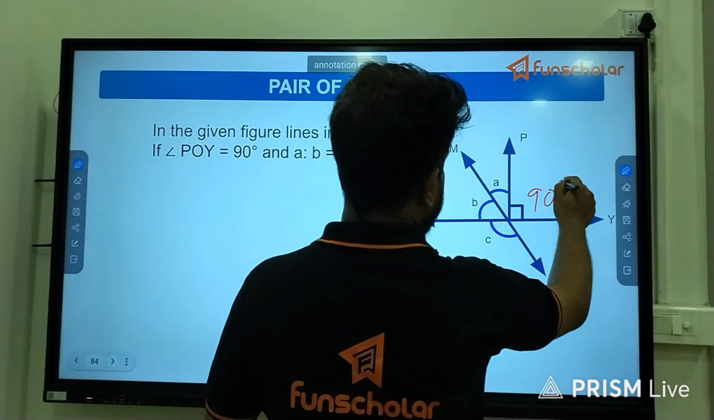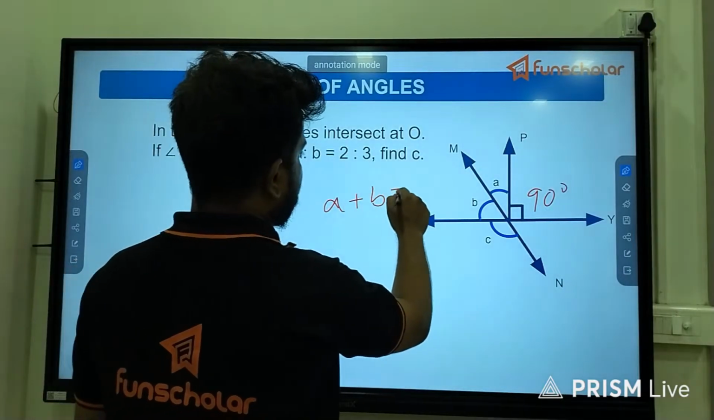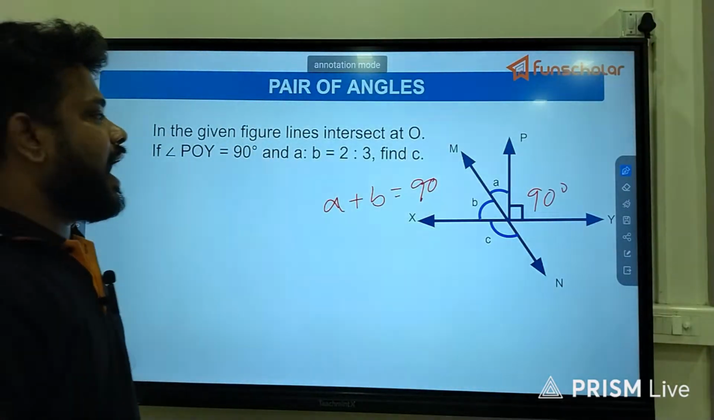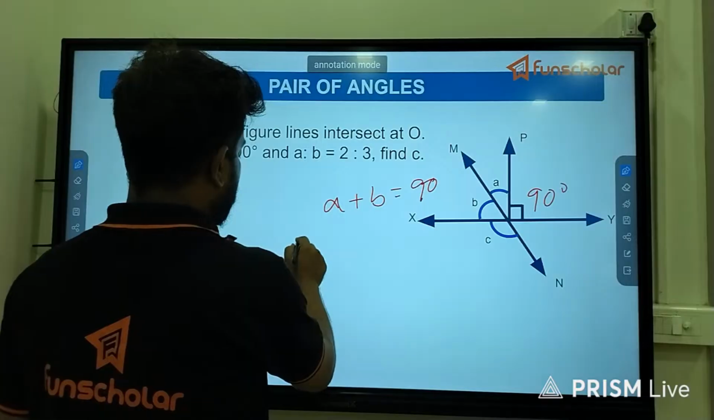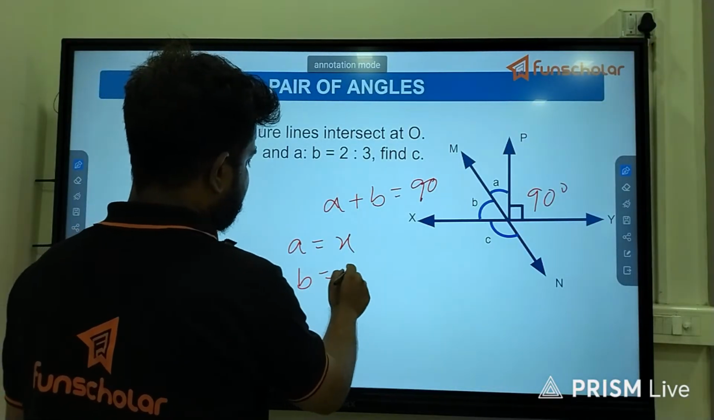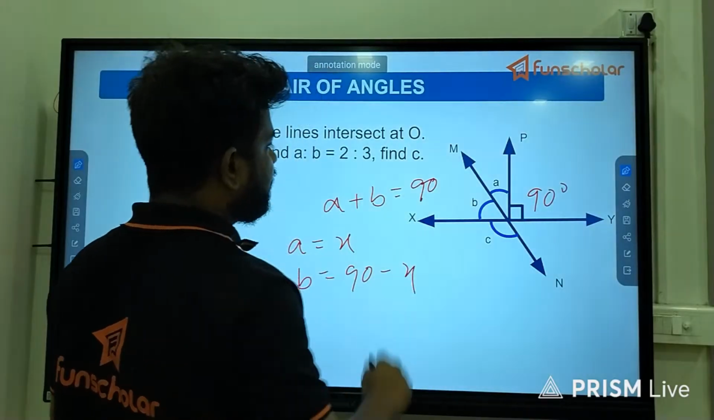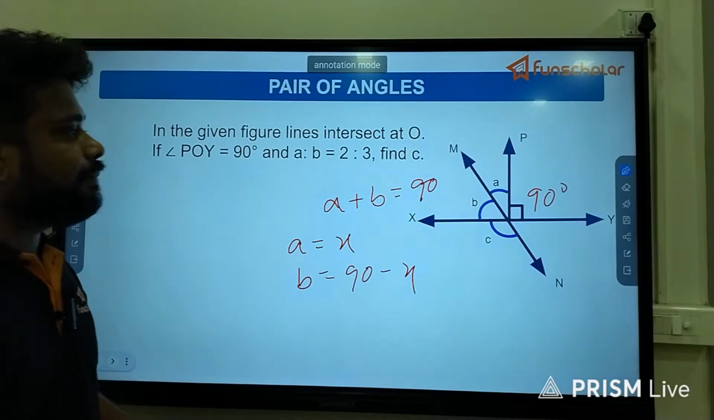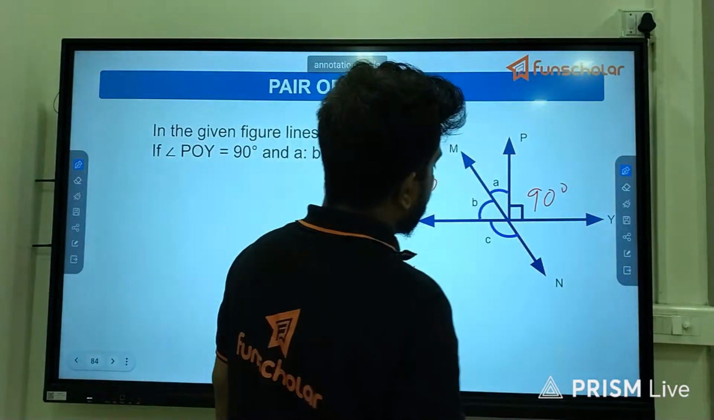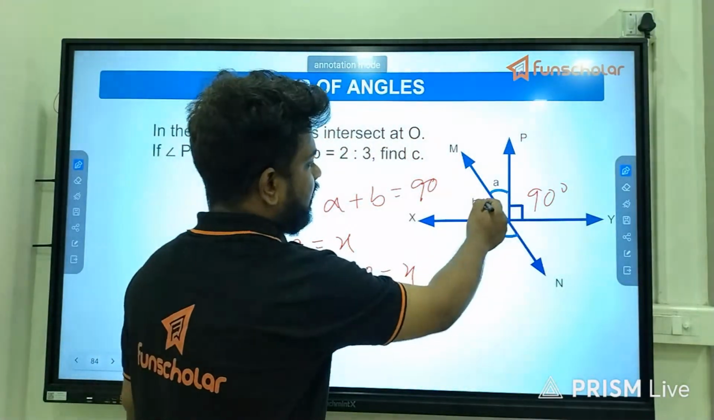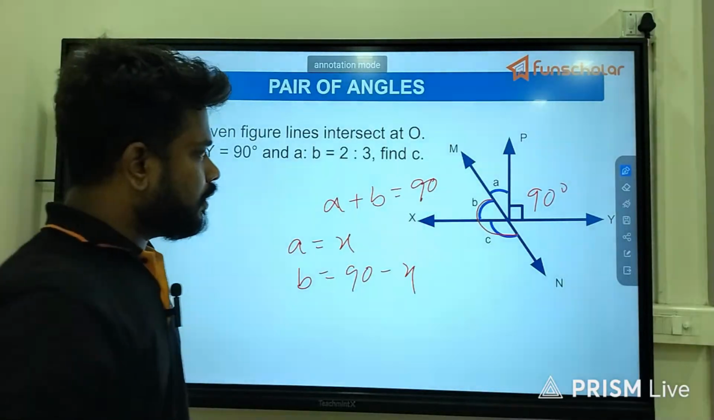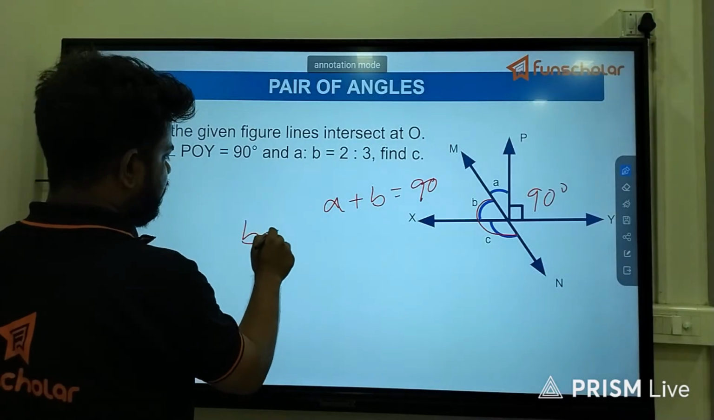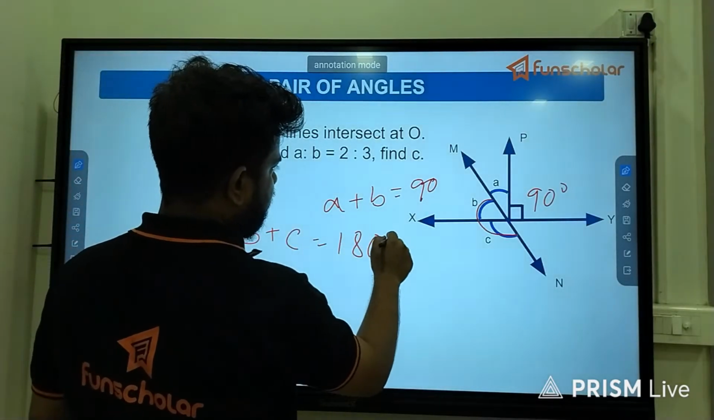If this one is 90 degrees, then A plus B will also be 90 degrees, because this is forming a linear pair. And if A plus B is 90, I can take A as x and B as 90 minus x. Also, B plus C is forming 180 degrees. A plus B is 90 and B plus C is 180 degrees. Why? Because it's a linear pair.